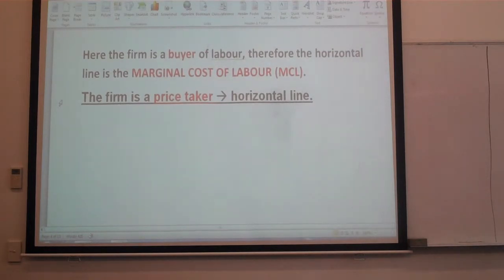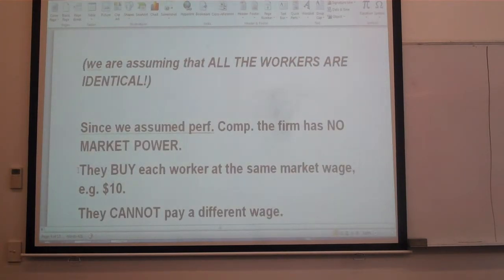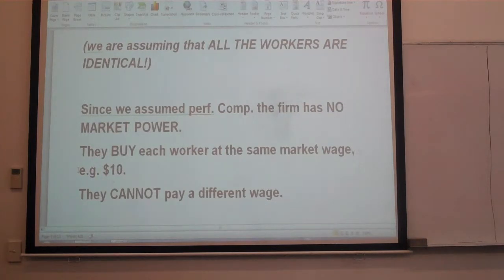So if that's what the extra cost looks like, now we need to see what the extra benefit looks like. Before we look at that, let's just remind ourselves about the marginal cost of labor. It is perfect competition, so we're assuming the product is identical. Since we assume perfect competition, each firm has no market power. They're going to buy each worker at the same market wage, which is in this example $10. They cannot pay a different wage to the workers.